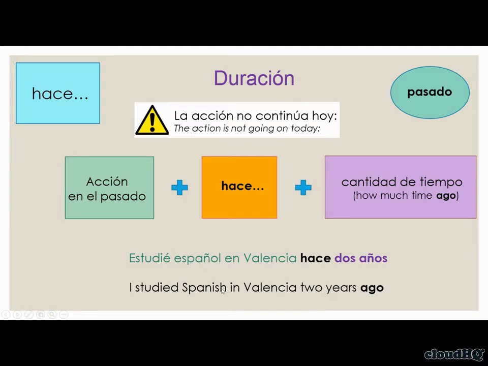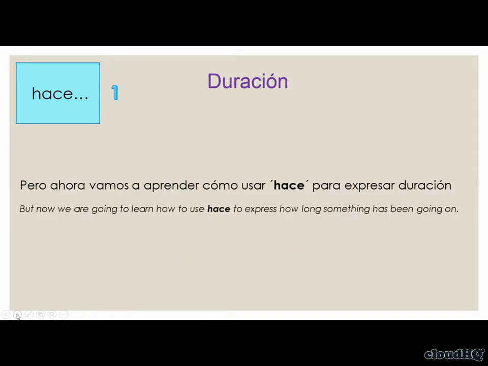The structure is very, very similar. The only change is that we have a little inversion here. Hace, ago, the equivalent is ago. 2 años, 2 years. But it's practically the same structure. Pero ahora vamos a aprender cómo usar hace para expresar duración o how long something has been going on.